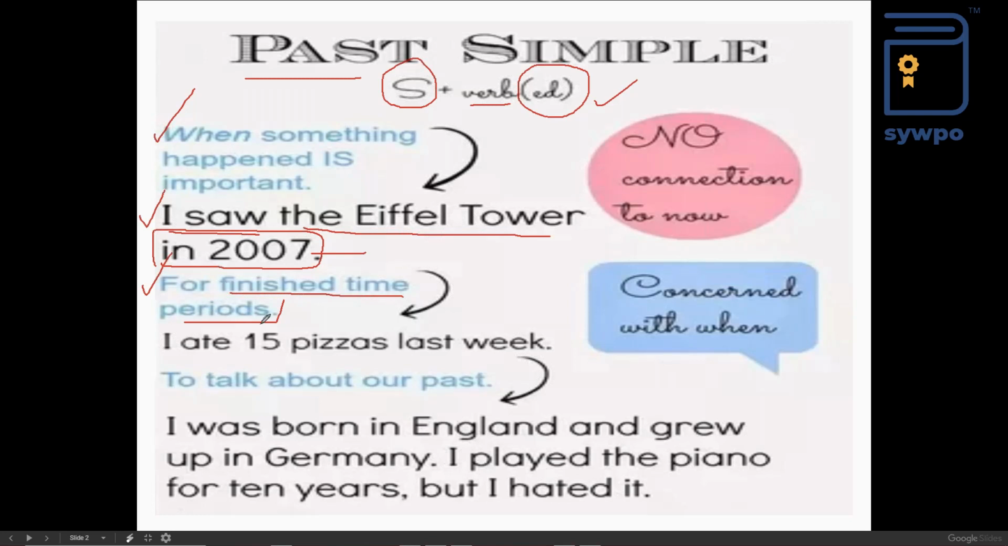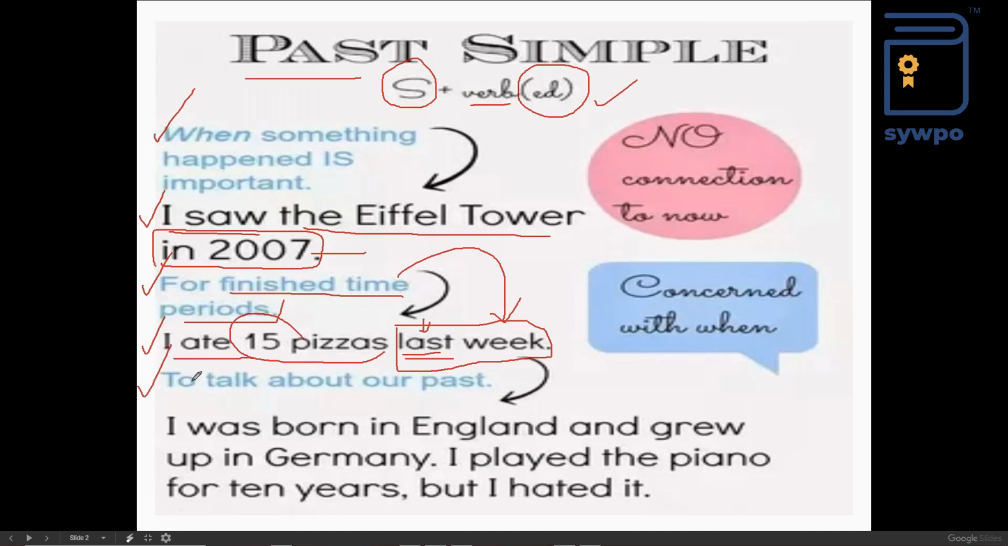I'm going to talk about that later. The example is I ate 15 pizzas. What time? Look at this. Last week. Last week is the week before this one. So this is at the finished time. Okay, so we are talking about a finished time, a time which is already gone. Last means previous, last means gone. This previous week we are talking about.